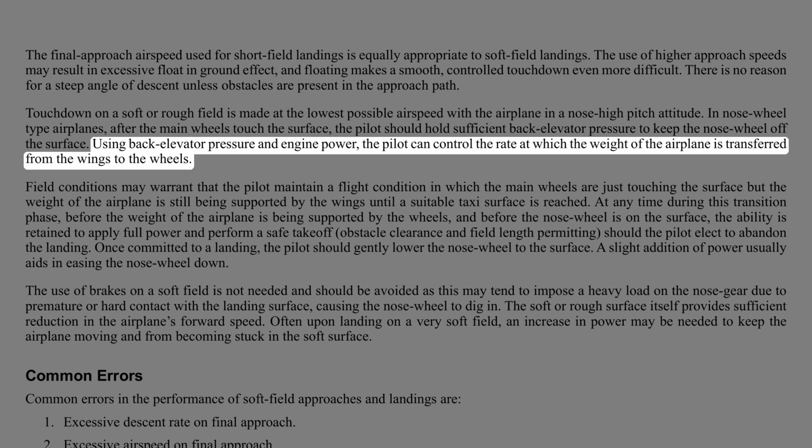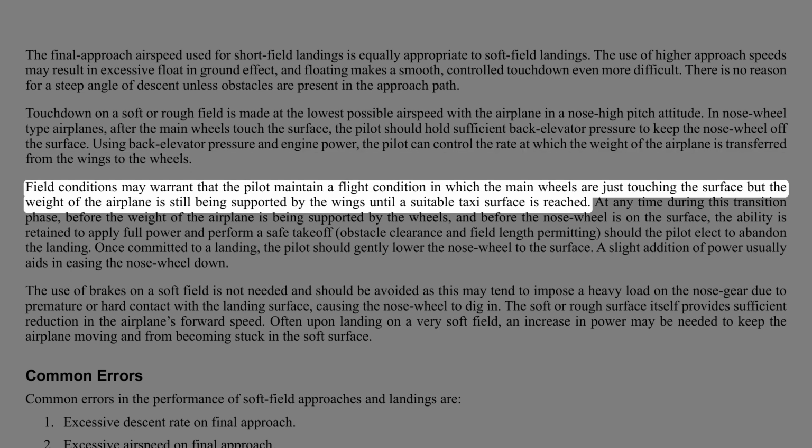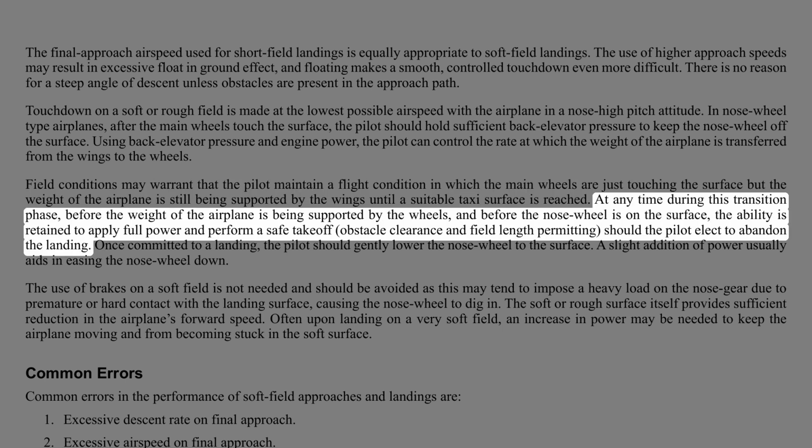Using back elevator pressure and engine power, the pilot can control the rate at which the weight of the airplane is transferred from the wings to the wheels. Field conditions may warrant that the pilot maintain a flight condition in which the main wheels are just touching the surface but the weight of the airplane is still being supported by the wings until a suitable taxi surface is reached. At any time during this transition phase, before the weight of the airplane is being supported by the wheels, and before the nose wheel is on the surface, the ability is retained to apply full power and perform a safe takeoff, obstacle clearance and field length permitting, should the pilot elect to abandon the landing.